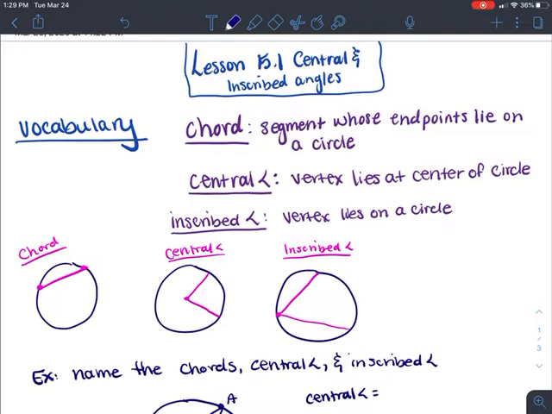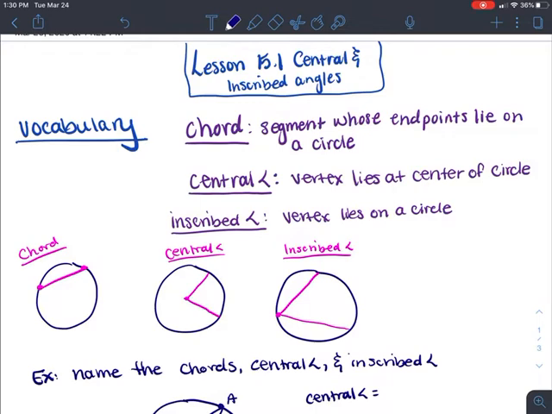So this is lesson 15.1 about central and inscribed angles, okay? Mrs. Cuevas stressed that we learn this vocabulary. If you don't understand this vocabulary, it's going to make doing these problems very difficult because you're not going to understand what they are saying when they're asking you for a chord, a central angle, or an inscribed angle, okay?